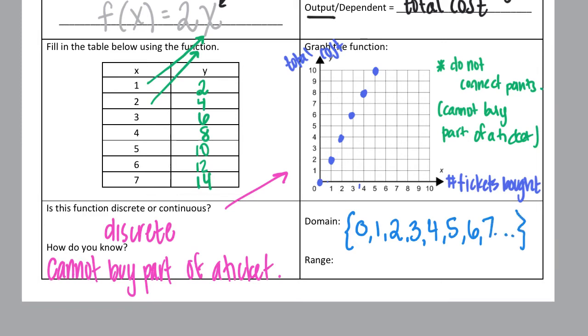Our range, what our y values can be. Again, we're going to just list off the distinct points that can be our cost. So if you bought 0 tickets, it would cost 0. 1 ticket, 2. 2 tickets, 4. And so on. Key idea, do not use an inequality when you're talking about a discrete graph. Let's go to the next page.